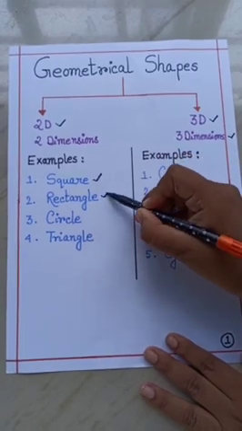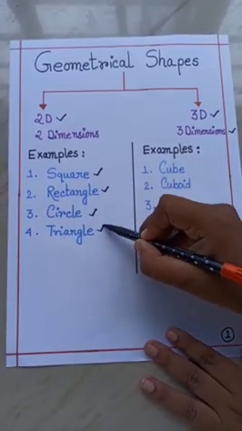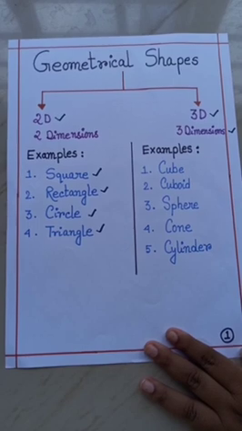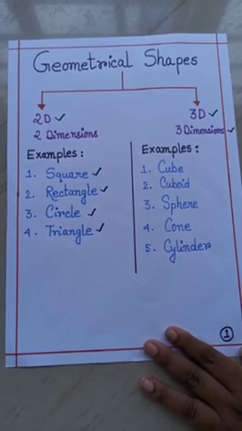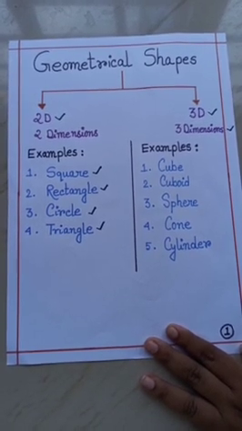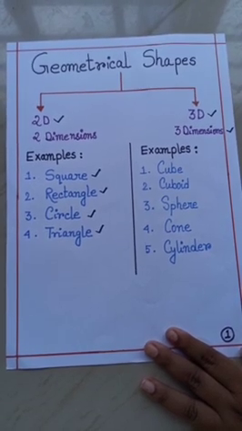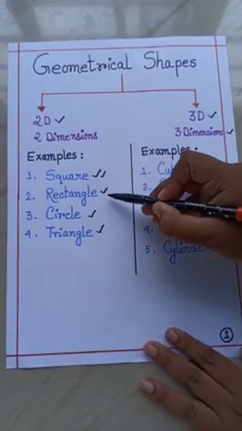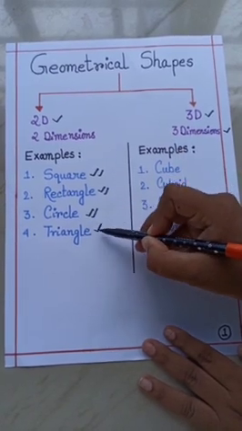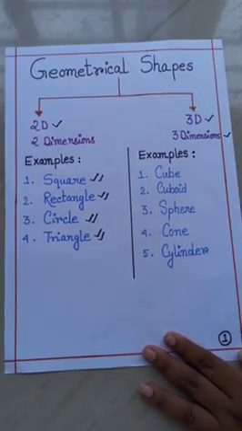Square, rectangle, circle, triangle. These are the four 2D shapes that we can see in our daily life. Again I am telling, what are those? Square, rectangle, circle and triangle.